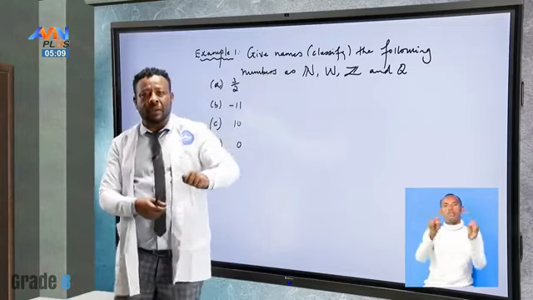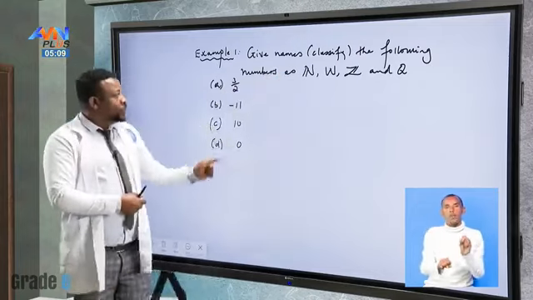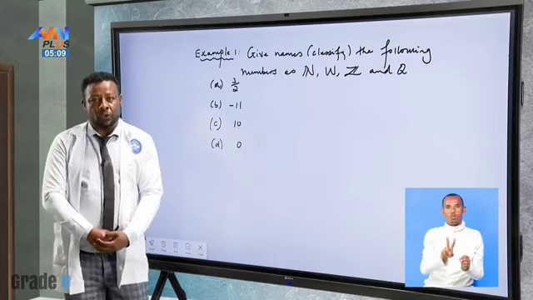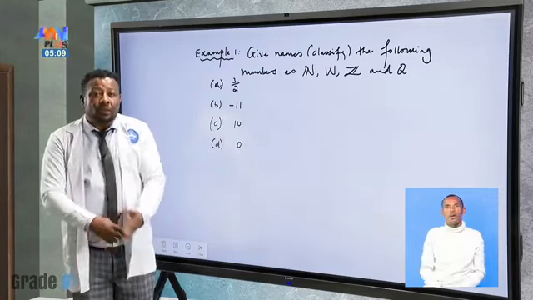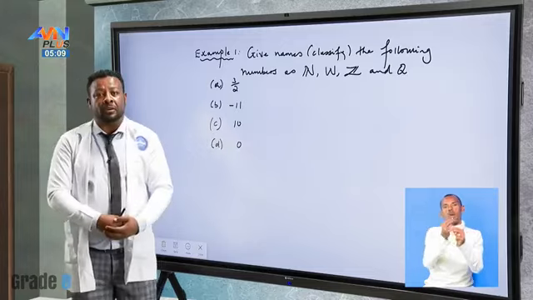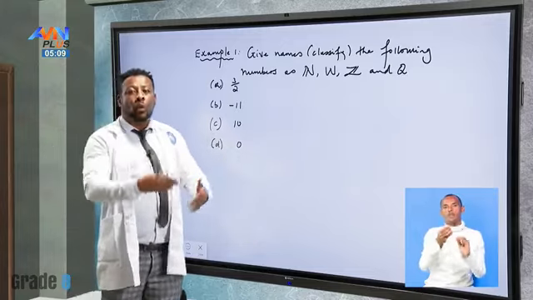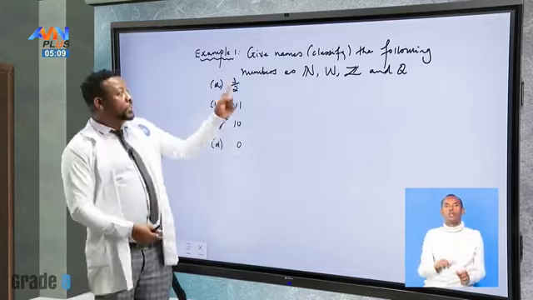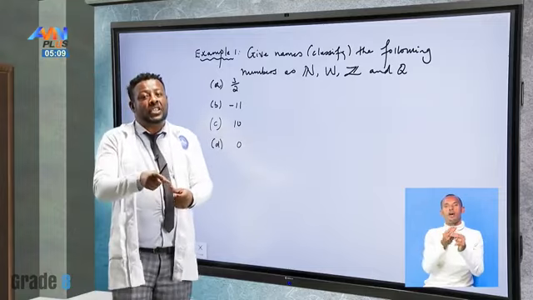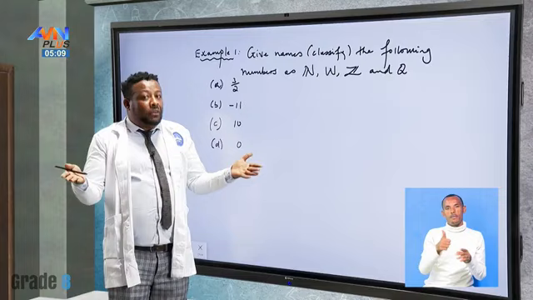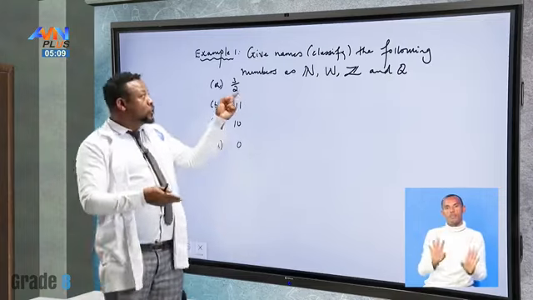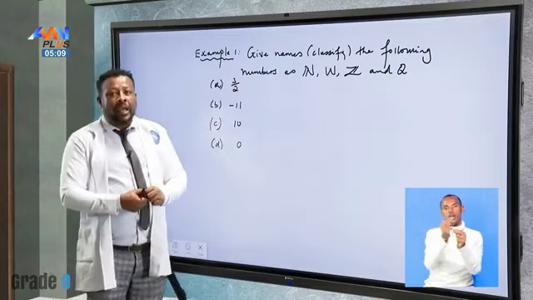Okay, now in this example, you are asked to give names or classify these numbers in terms of these sets. So if you take 3 over 2, is it a natural number? Obviously, this is not a natural number. Natural numbers are 1, 2, 3, and so on. But 3 over 2 is a number which is found between 1 and 2. So we don't have any natural number between 1 and 2. So this is not a natural number.